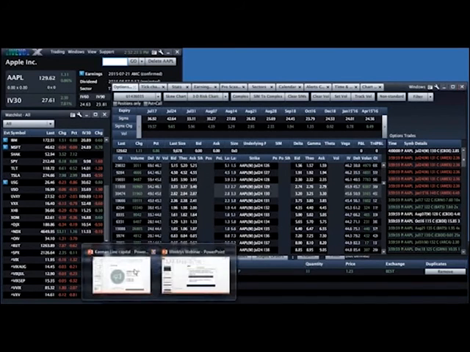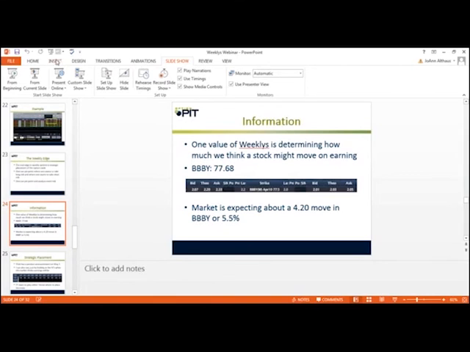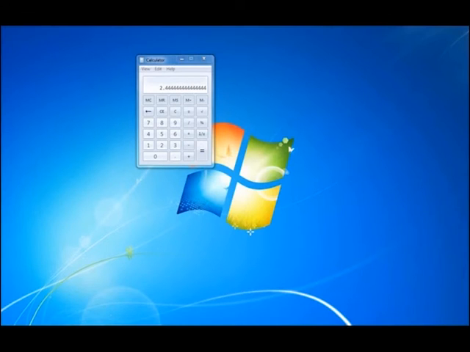So a straddle is just, I'll move back to the other one. A straddle is just the market's guess that there's about a 58% chance of the underlying moving that much.